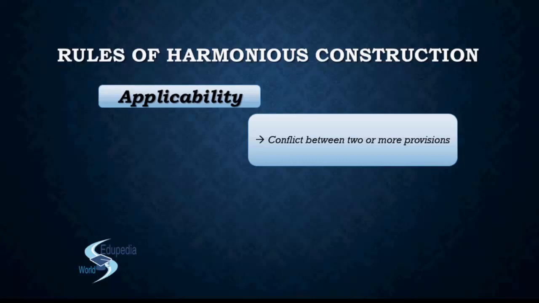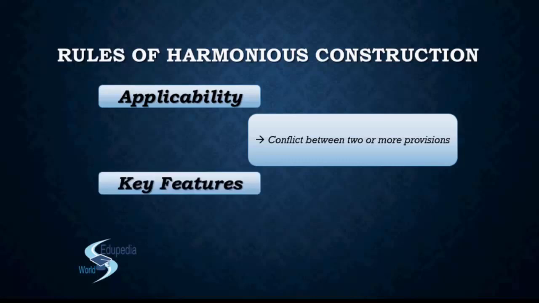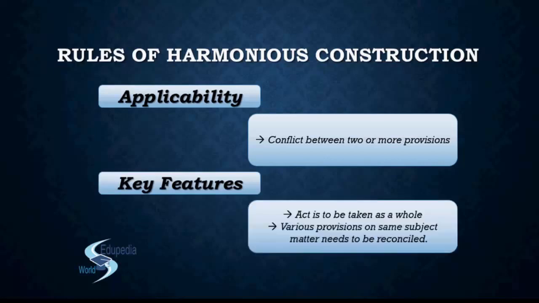Okay with that? So after the applicability, what do we see? We see the key features, and that is exactly what we have already discussed, right? The key features, number one is that the act is to be taken as a whole, and number two, that various provisions on the same subject matter needs to be reconciled. Now when we say that the act must be taken as a whole, then you understand, right, what is the purpose of creating an act? What is the purpose of the enactment of an act by the legislature, by the parliament?